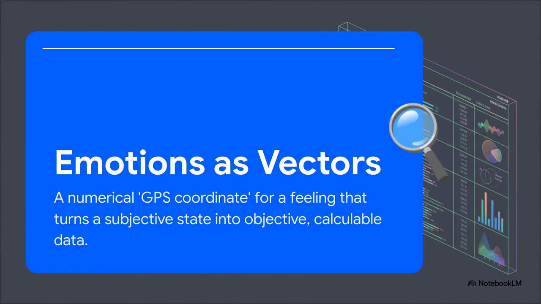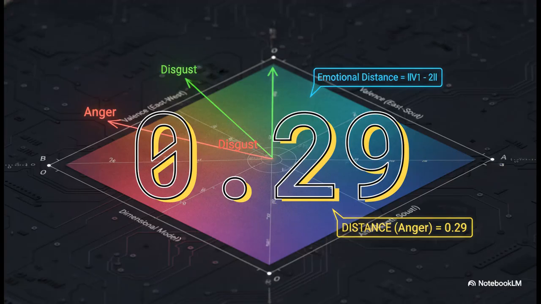Now, a vector is just a fancy word for the numerical GPS coordinate of that feeling. So joy might be represented by a pair of numbers, something like 0.8 valence, 0.7 arousal. And just like that, a subjective human feeling becomes objective, computable data. And once feelings become vectors, we can do something really powerful. We can use math to measure the distance between them.